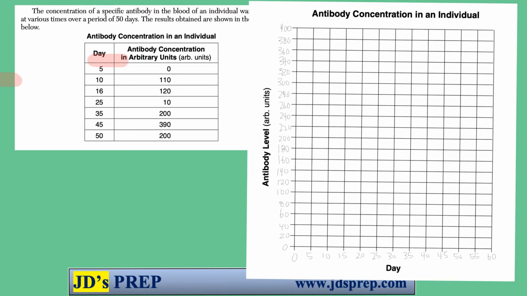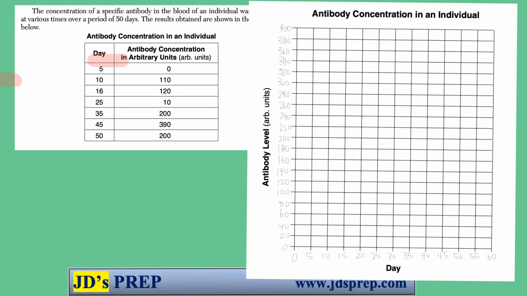All right, so I've added in the scale now. For the day axis, I went up by 5, getting us from 0 to 60. And for the antibody level axis, the y-axis, from 0 to 400. Those ranges are appropriate because they include the ranges from the table, and it means that our data will then take up most of the graph space.